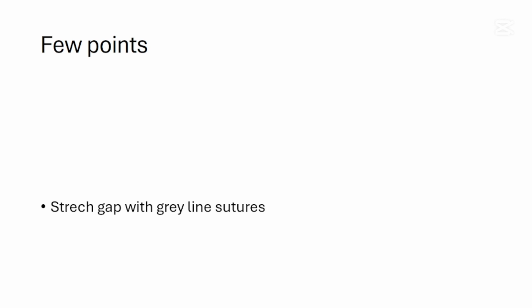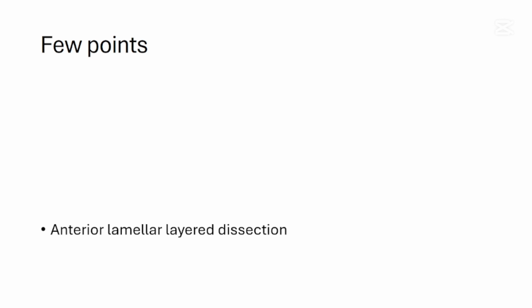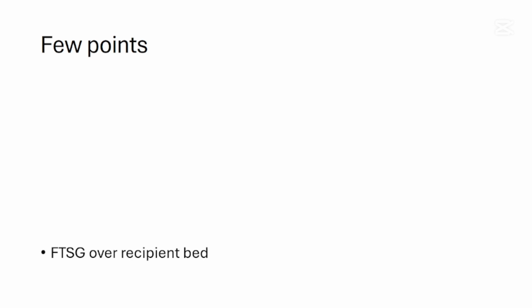And you have to stretch the gap as much as possible, because your problem is not having enough graft. So the graft has to be as big as possible. So stretch the graft bed with sutures. Anteriorly you can dissect in further to stretch. And for the eyelid, for us, a full thickness graft is the one that is preferred, sutured on the recipient.